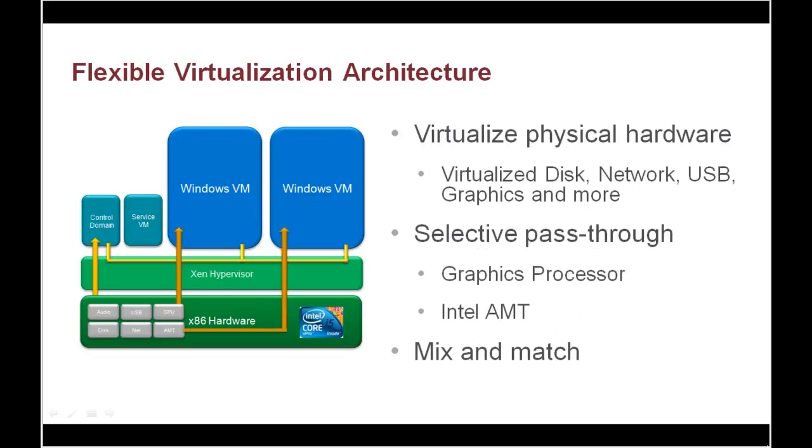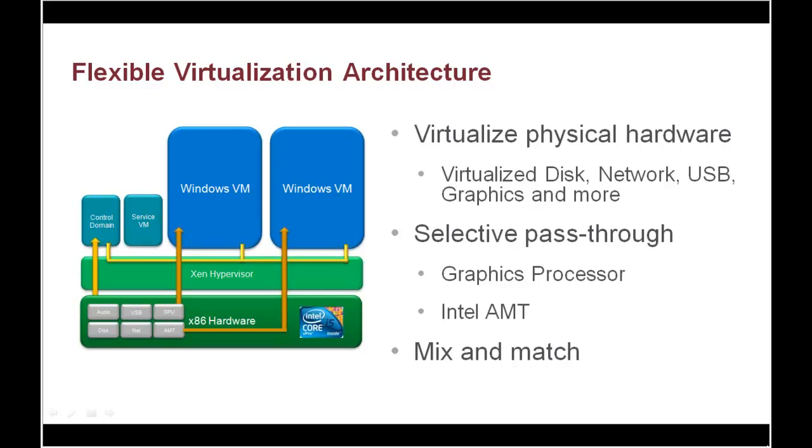Another nice thing about our architecture is it's flexible. So we can virtualize all of the physical hardware. That means we virtualize the disk, the network, USB, graphics, a lot of power management stuff, so that you can have these images that are truly portable between different types of hardware, different generations of hardware. But what we can also do, and this is using some of the Intel virtualization technology, their VT-d technology, is selectively take a device, a piece of hardware, and actually give it to one of the virtual machines.